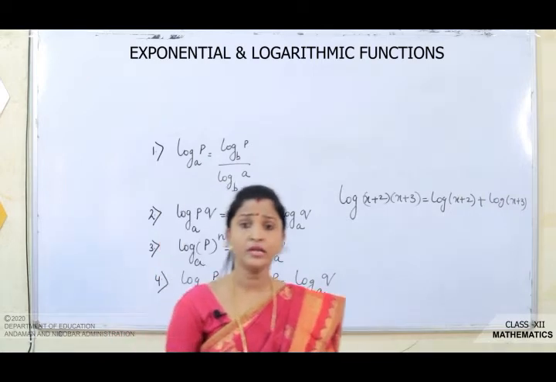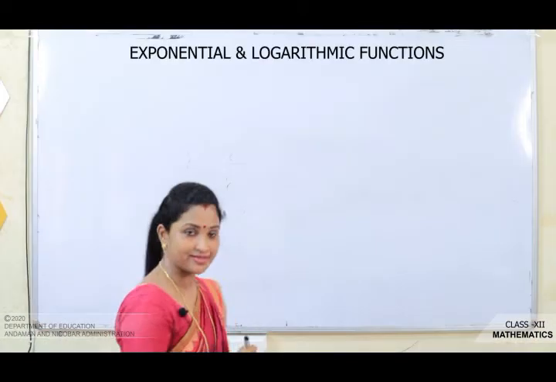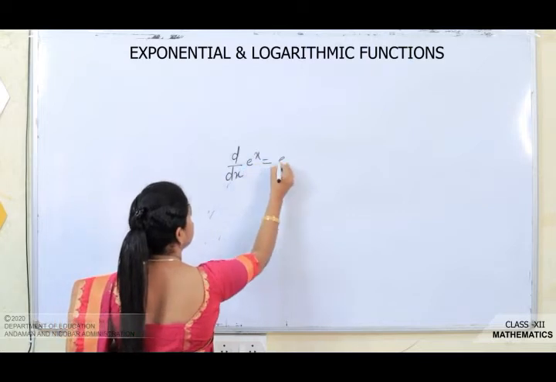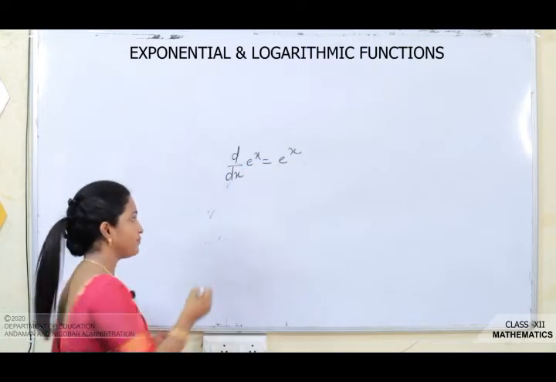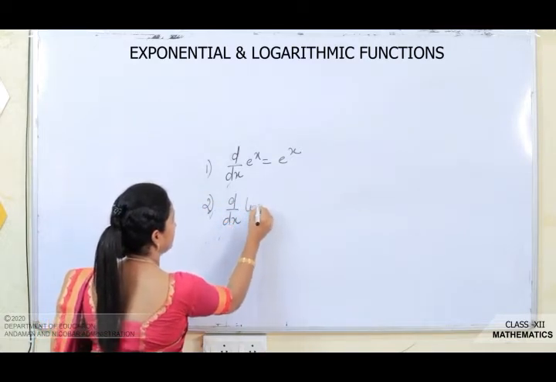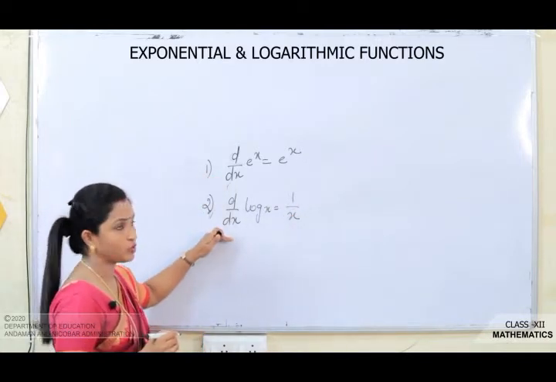Clear children? Now let's see the derivative of e to the power x and the derivative of log x. Now the derivative of e to the power x is the same e to the power x. d by dx of e to the power x is e to the power x. Okay, first one. And the second is d by dx of log x is 1 by x. These two formulas you have to remember.